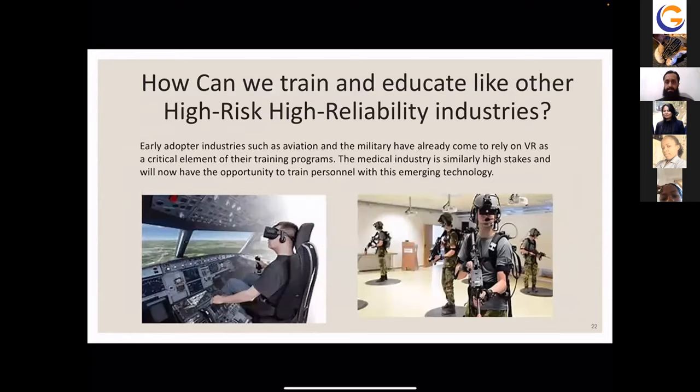The other thing that we need to do is train and educate, just like other high risk, high reliability industries do. Two of those industries are the military, Air Force, and the aviation industry, and military ground forces. Both of those have already adopted virtual reality and augmented reality for training purposes. So it's going to become commonplace in the next 5 to 10 years for you to see doctors, nurses, and other medical professionals using VR headsets to perform training.